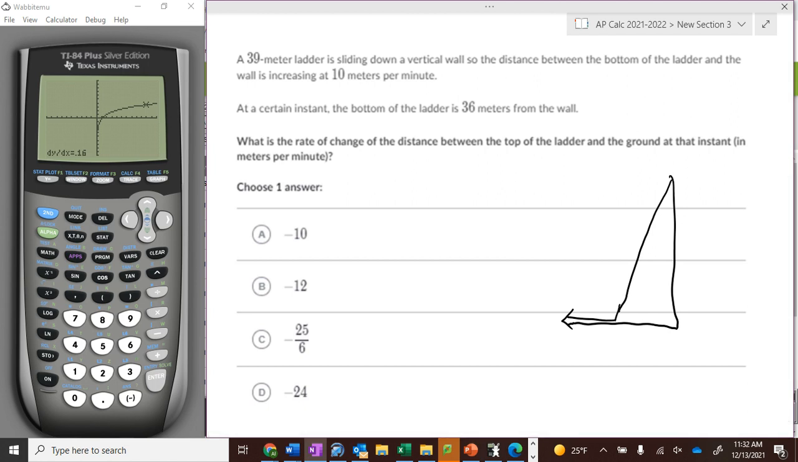Okay, so back to the problem. This is 39, it doesn't change. It's going this way at 10 meters per minute. At a certain instant, it's 36 meters away from the wall. So, Pythagorean theorem, what's 39 squared minus 36 squared?